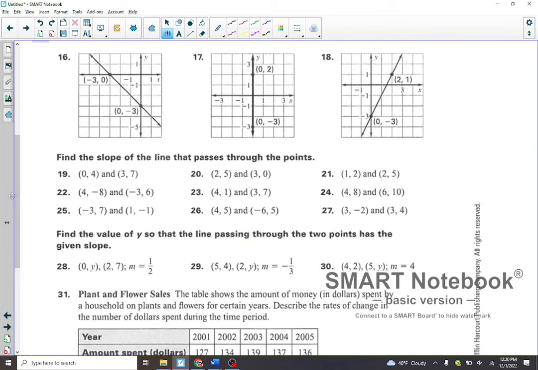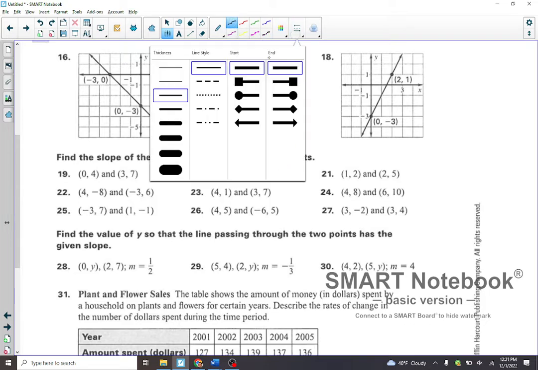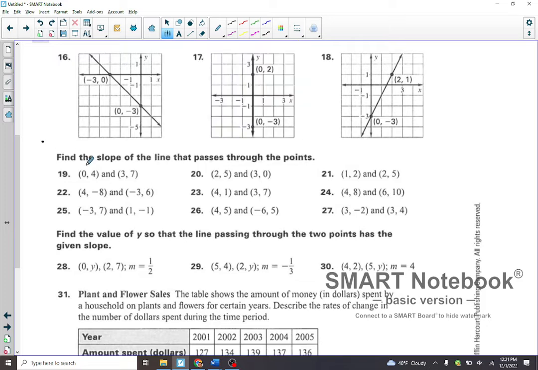Number 19 is a situation where you just have the numbers. So we have to do the formula. I'm going to call this one x1, y1, and this one x2, y2. So 7 minus 4 over 3 minus 0. That happens to be 3 over 3 again, which reduces down to 1.